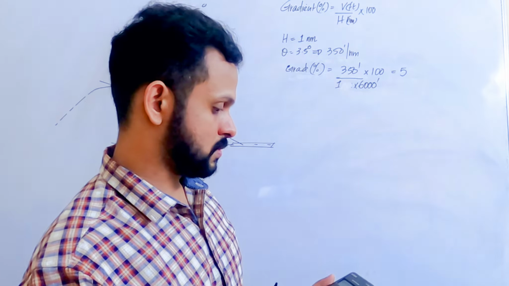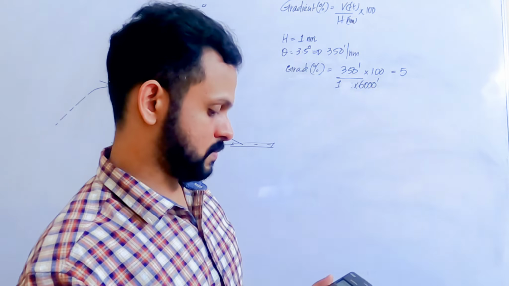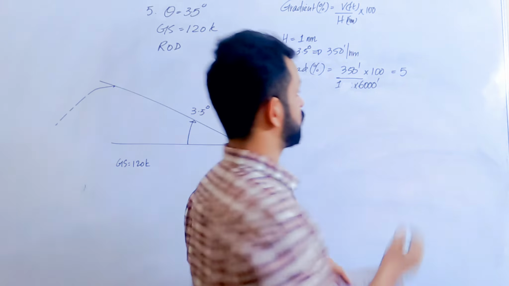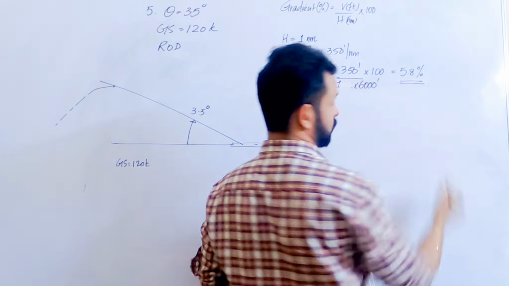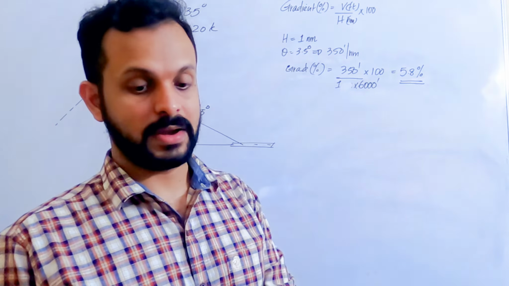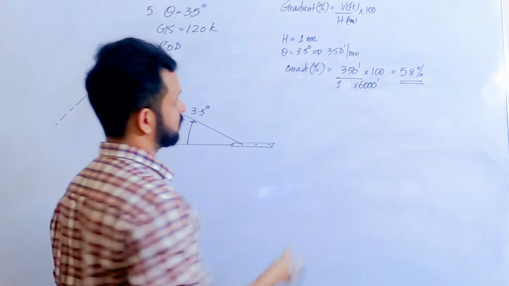It's 5.8. That's right. It should be more than 5, because a 3 degree glide slope itself is 5, right? So it's going to be 5.8% gradient.